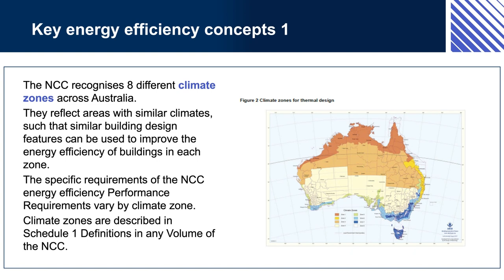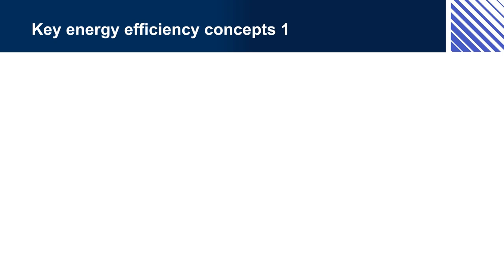But in winter when it is cooler, you will usually want to maximise the amount of sun you get into the building in order to warm it naturally. In Climate Zone 8, where it tends to be cooler all year and very cold in winter, your main aim is to minimise the loss of warmth from inside the building.